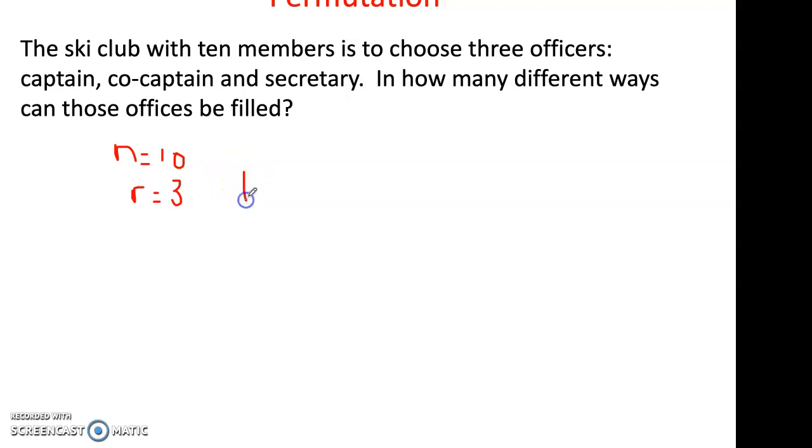How many different ways? So in your calculator, you would do 10, then press the nPr, then go to 3. And you can pause all of this, guys, to see if you could do this on your own. Okay. When you put that in your calculator, you'll get 720.